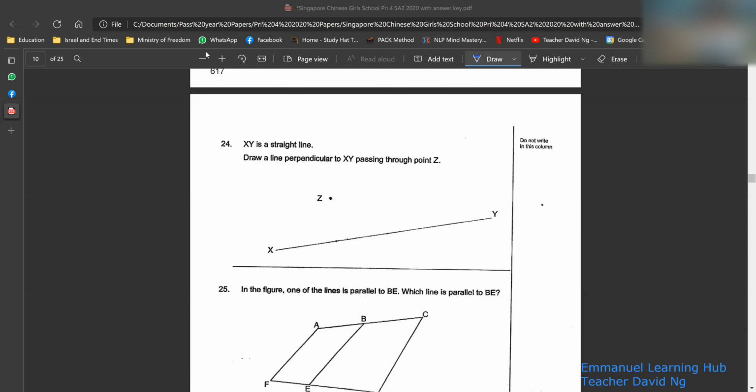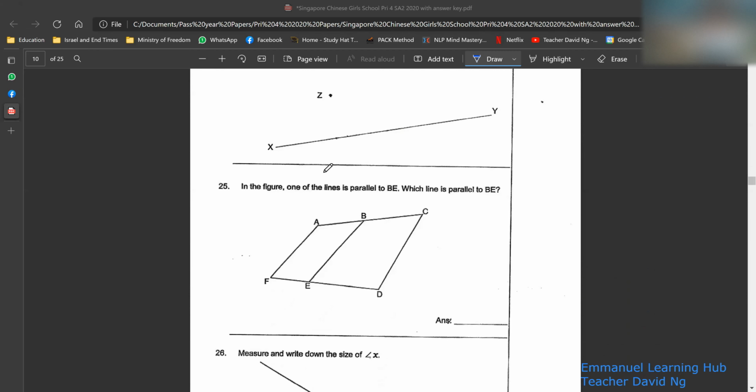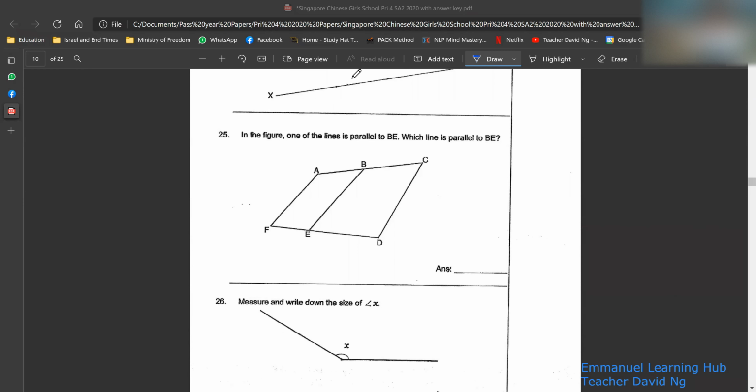Question 25. In the figure, one of the lines is parallel to BE. Which line is parallel to BE? Do you know what is the meaning of parallel? Can you explain to me what is parallel? My answer is AF. Why? Because it's the same as BE.